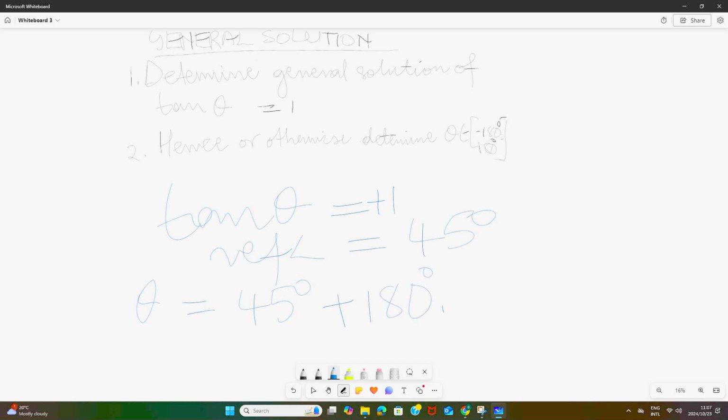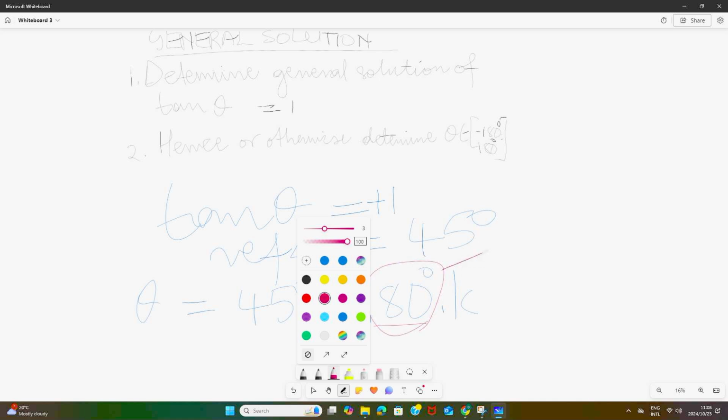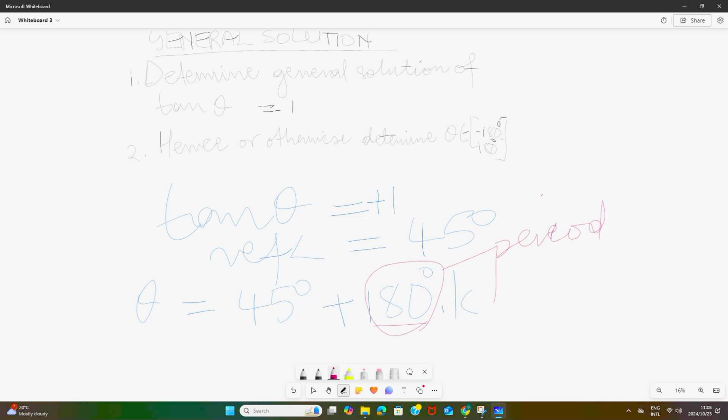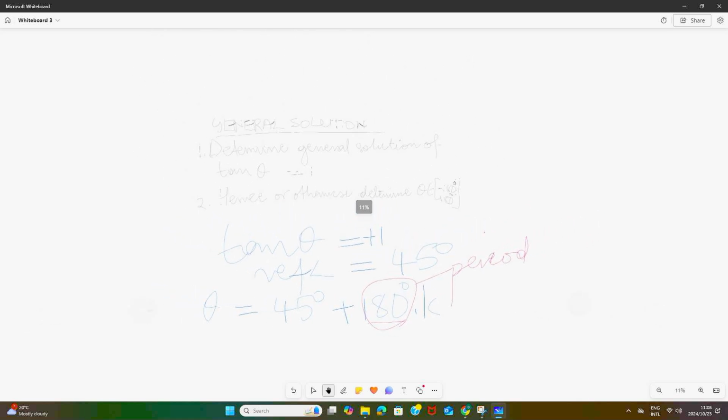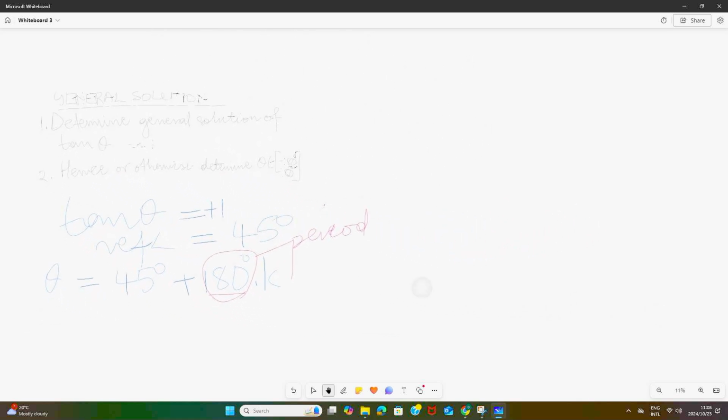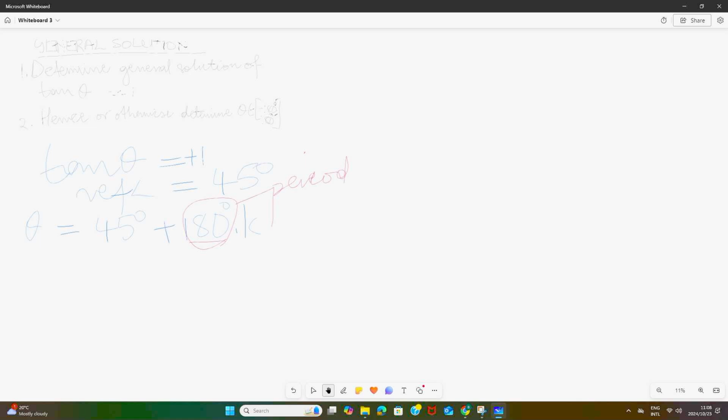180 degrees times K. What is this 180 degrees for? This 180 degrees represents the period of the tan graph. If you still remember in grade 10, the tan graph is repeating itself after 180 degrees. That's what is meant by that 180 degrees.